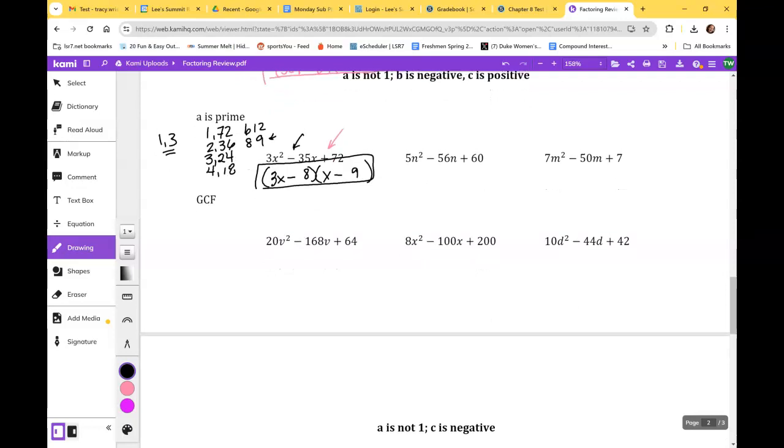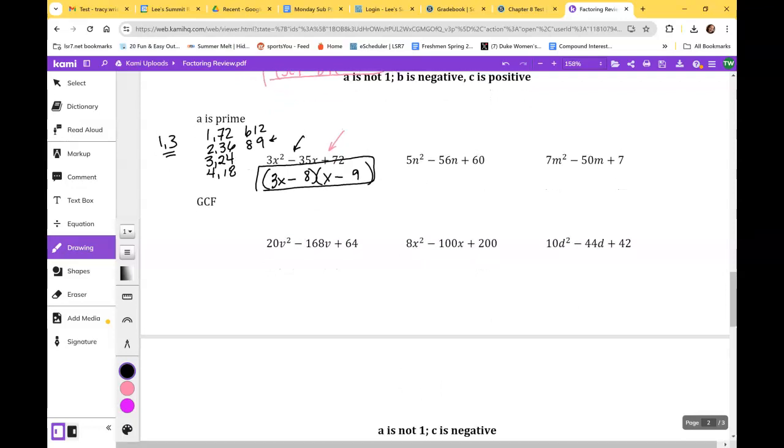Okay, on this one, we're going to factor something out first. I'm going to factor out, let's see if I can factor out a 4. If I take out a 4, that means I'm dividing everything by 4. So that leaves me with 5v squared minus 42v plus 16. That works.